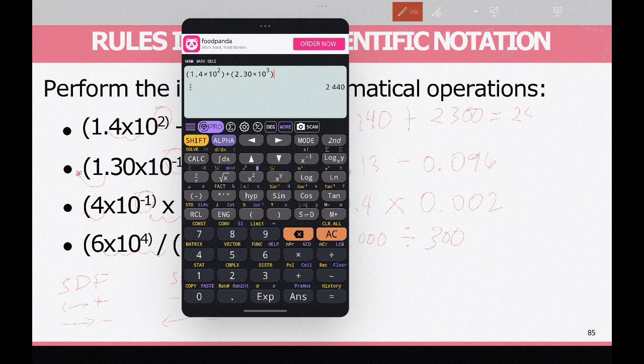So 2,440. So if we're going to add, if you will observe, still the same answer, right? So you don't need to convert the scientific notation form always into a standard form. If you'll be using a calculator, you can simply input everything. Okay?